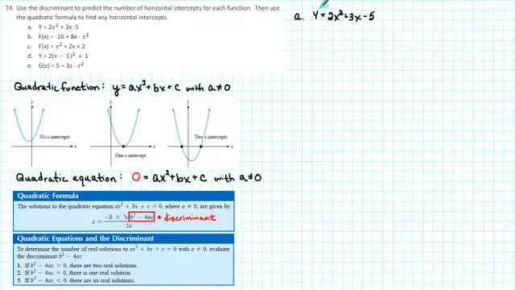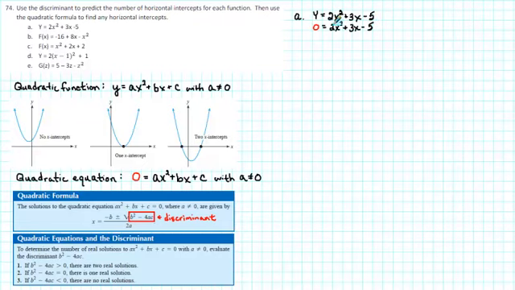For a, we have the quadratic function y is equal to 2x squared plus 3x minus 5. To find the horizontal intercepts for the function, we need to substitute 0 for y. We get the equation 0 is equal to 2x squared plus 3x minus 5. This equation is already in standard form.